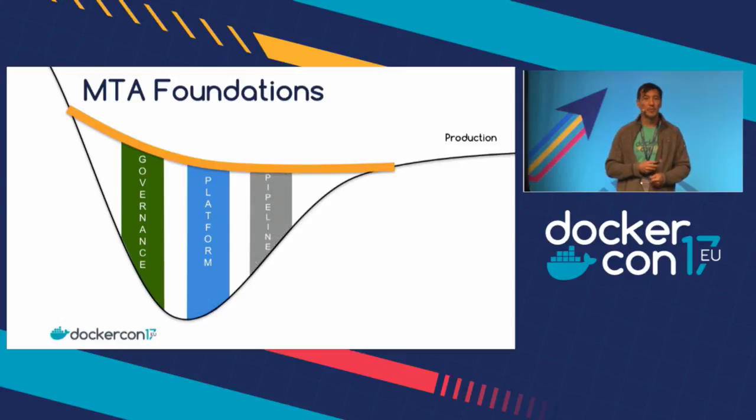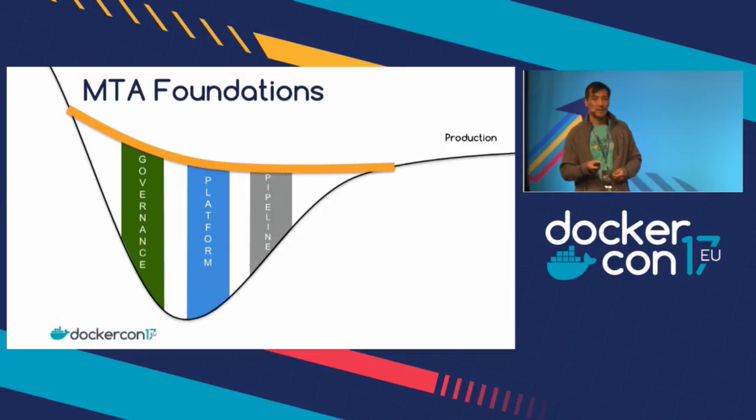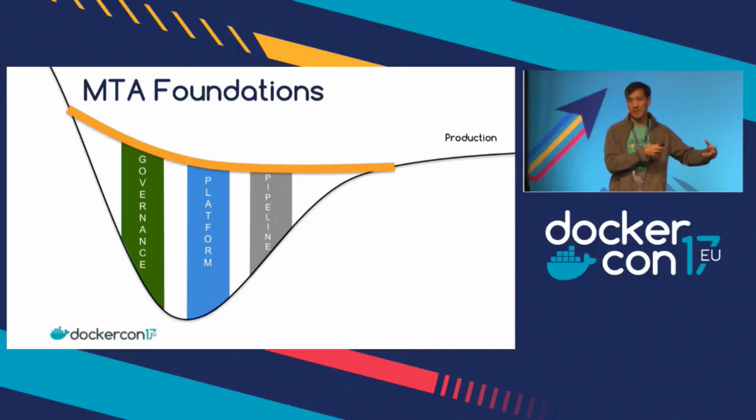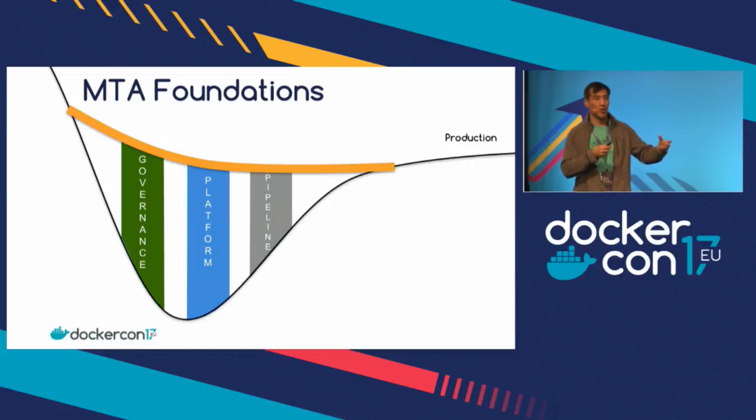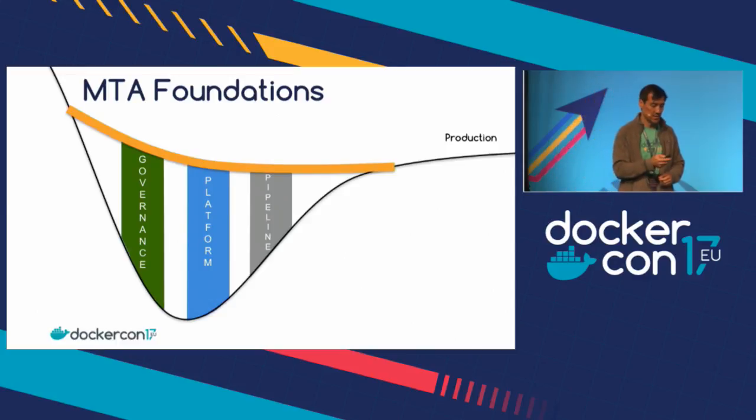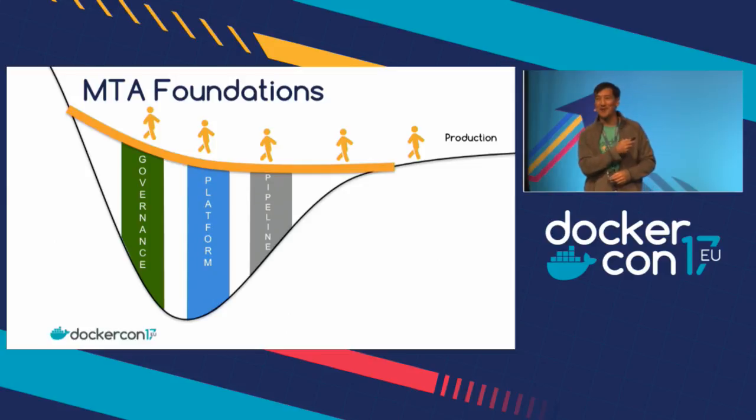And then finally, the third pillar is the pipeline. So this could be a tool chain that's very simple. It could be scripts, or it could go all the way to some very sophisticated CI/CD pipelines. Now, once you have these in place, then hopefully you can get your applications into production pretty easily.